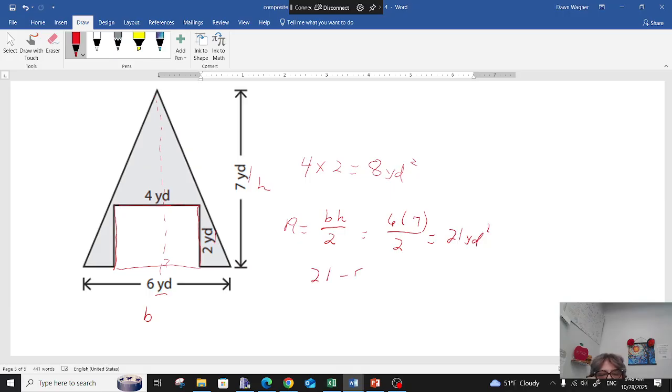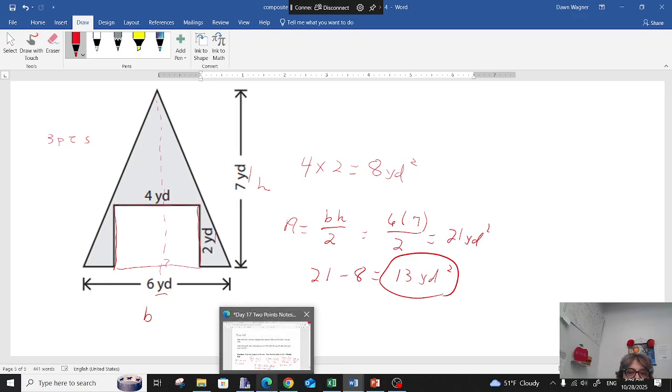21 minus 8 is equal to what? 13 yards squared. I would make this worth 3 points. Right? Easy peasy.